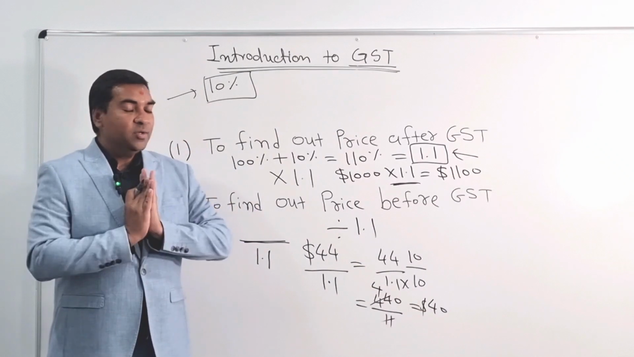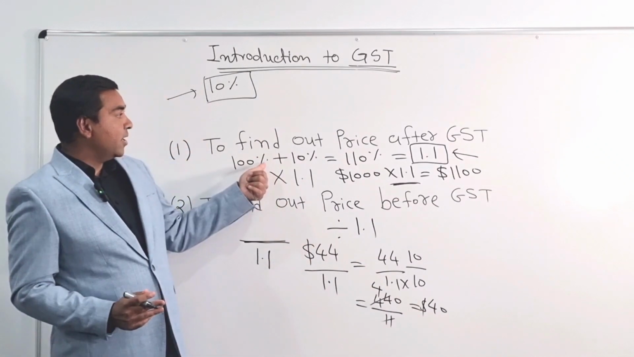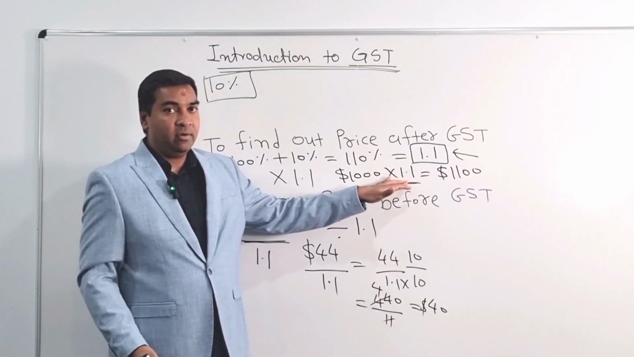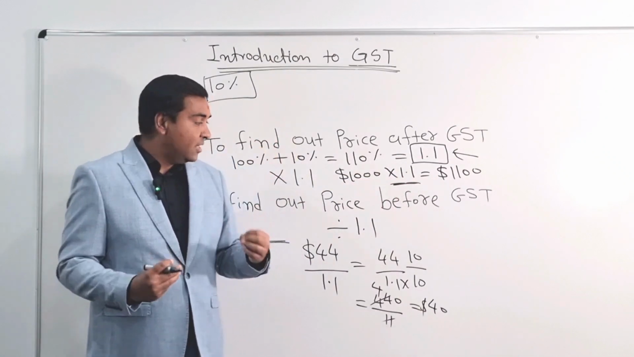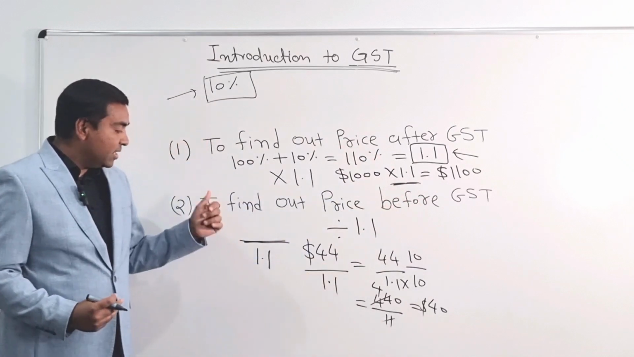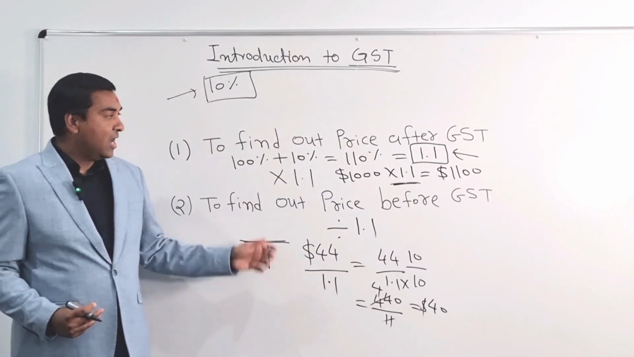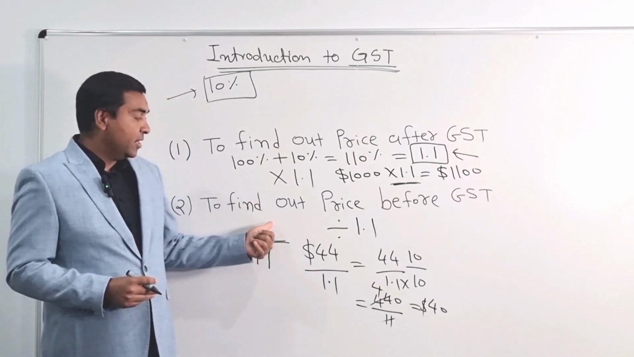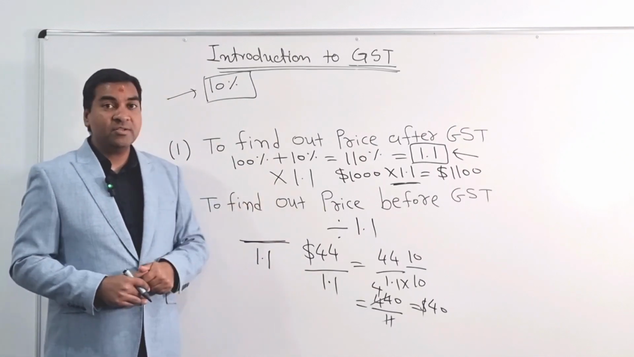Golden principle. Do not forget: if you find the price after GST, multiply by 1.1. If you find the price before GST, divide by 1.1. And if you understand that, I think you'll be in really good shape for doing GST questions.